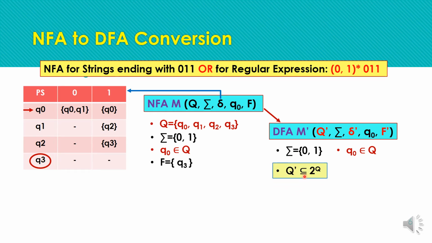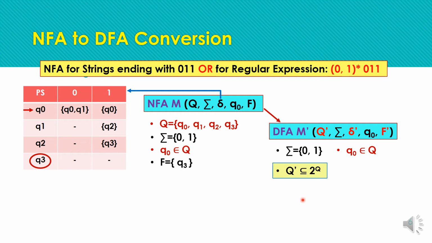For the DFA, the set of states is a subset of the power set of states of the NFA. Here we are taking the power set of the NFA, that is 2 raised to power Q. So one thing must be clear here: if we are having 4 states in the NFA, like here we have 4 states in the NFA, then the equivalent DFA can have 2 raised to power 4 states. So the maximum number of states for an equivalent DFA can be 2 raised to power Q.